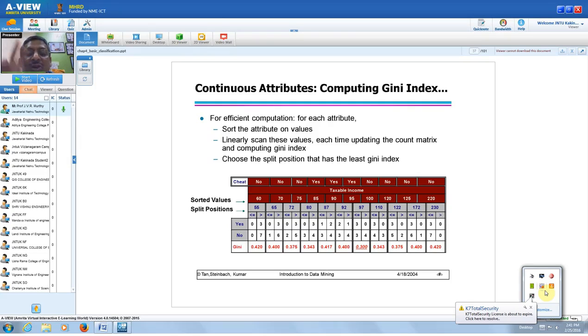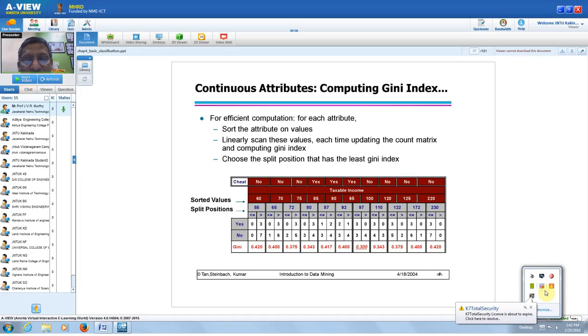Sort the attributes and values. Linearly scan these values, each time updating the count matrix, and you compute the Gini index. Choose the split point that has the least Gini index. That is the concept. Now, sorting is done. Now how do you find out these things?